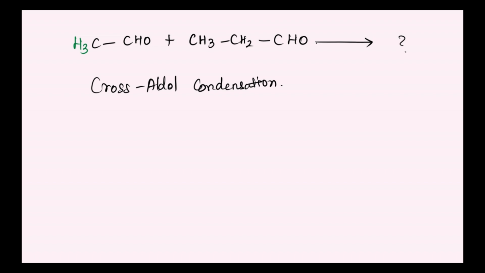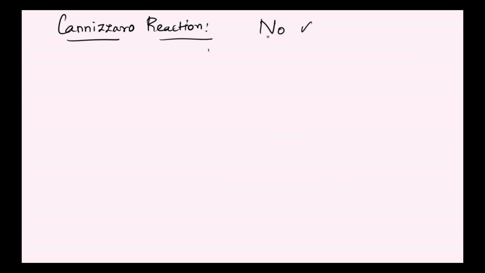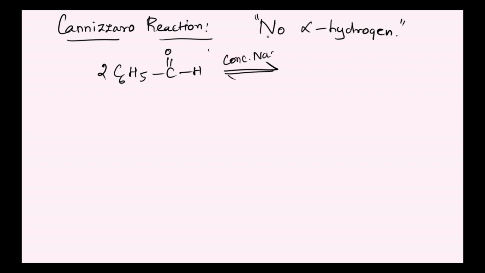Okay, our next reaction is the Cannizzaro reaction. This is also a very important named reaction. Just opposite in terms of conditions. Cannizzaro reaction happens when there are no alpha hydrogens. Alpha hydrogens shouldn't be there. Say for example, C6H5CHO, where the alpha hydrogens are not there, and undergoing reaction with concentrated NaOH.